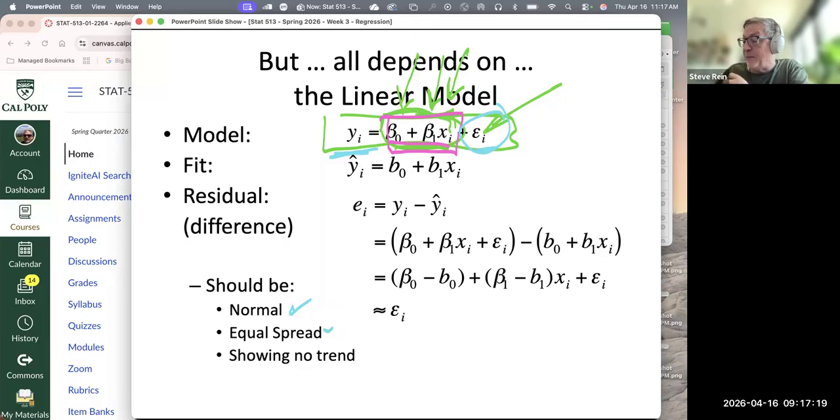and indeed the epsilons should show no trend. The expected value of epsilon is equal to 0 for any particular x. It doesn't matter what the x is. The typical value of epsilon is 0. That's sort of like linearity. Okay, so that's the setup that we've got with the model.